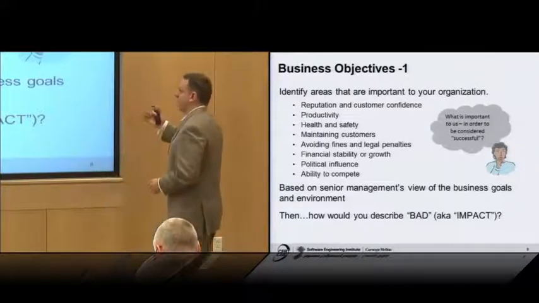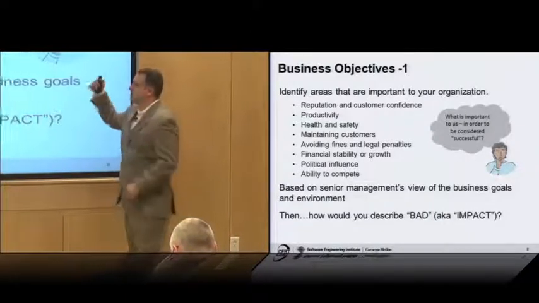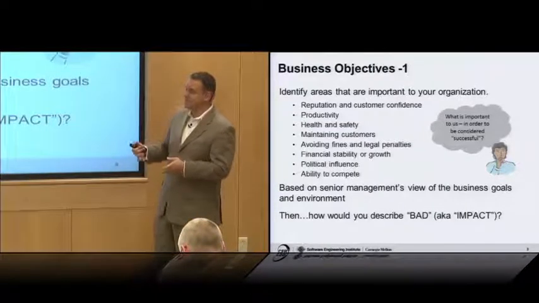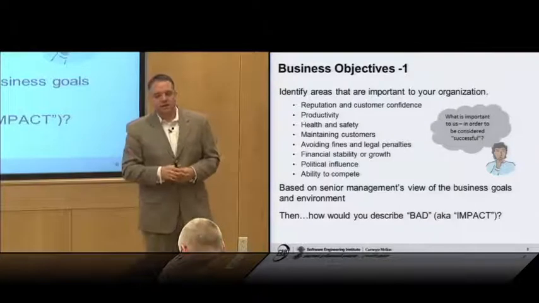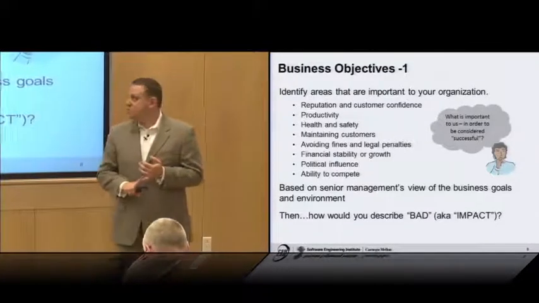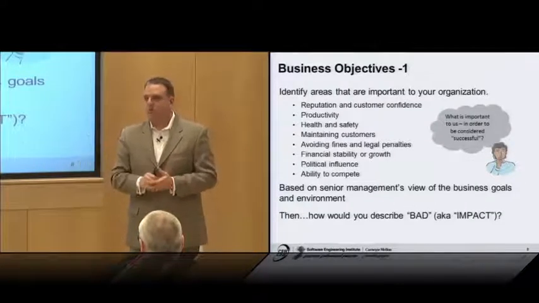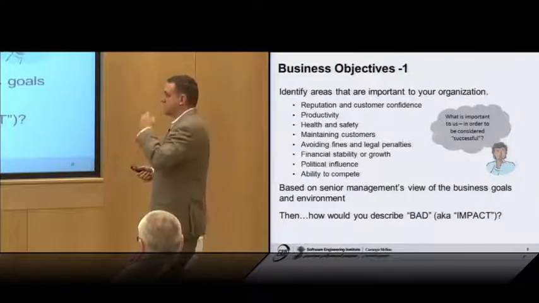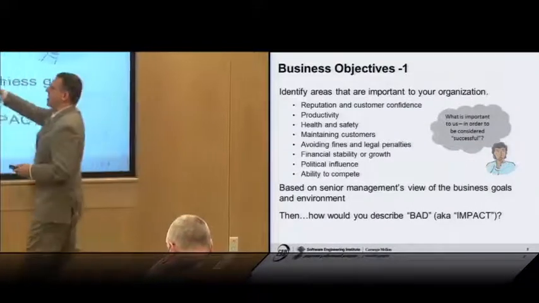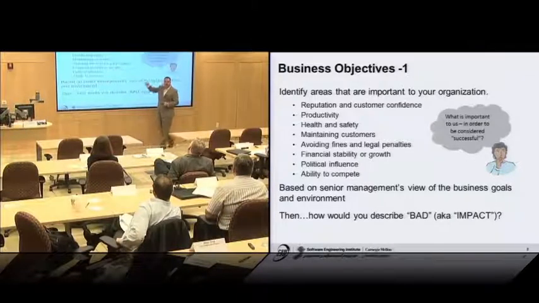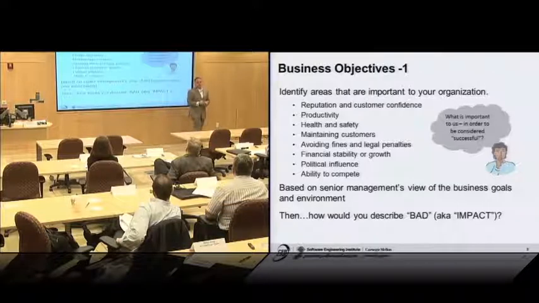And so coming up with the idea of what your business objectives are, you might determine that our reputation is most important to us. Our productivity, our ability to service our clients is most important to us. Health and safety of our employees is most important to us. Making sure our customers don't go off to competitors, that's important to us. How do you come up with what's important to a business? Who do you interview? Who do you ask?